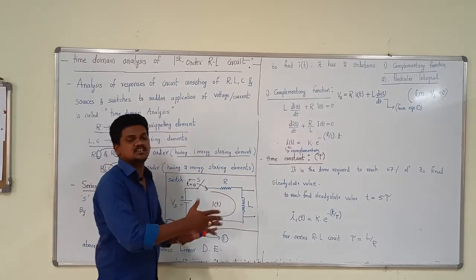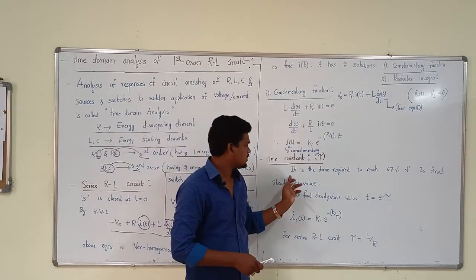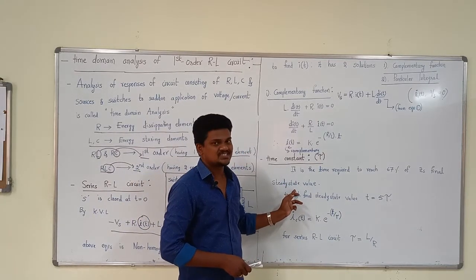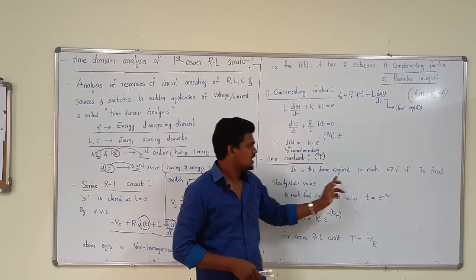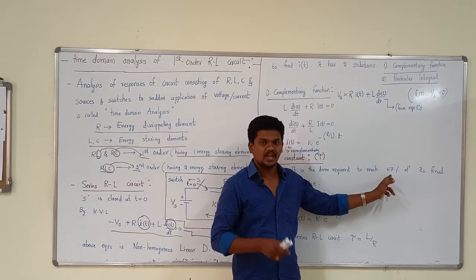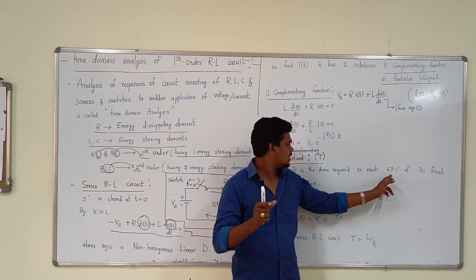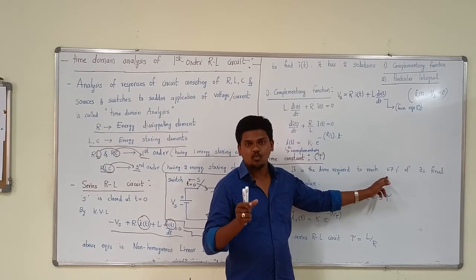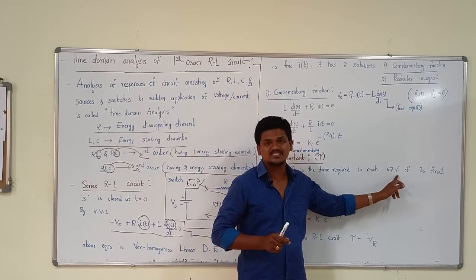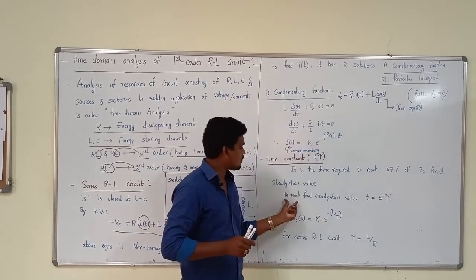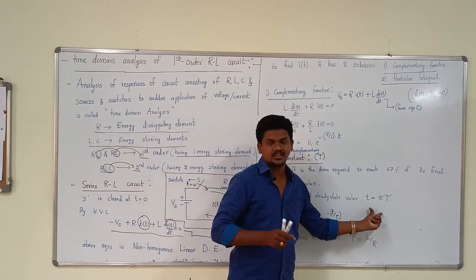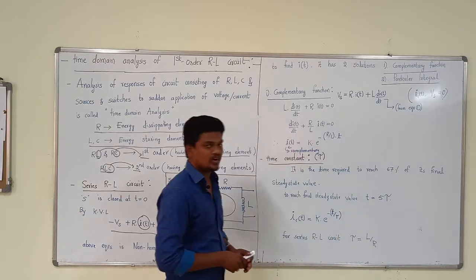But in the process, in order to reach the final steady state value, at a particular value, it will reach 67%. At which time the required quantity will reach 67%, that time is called the time constant.